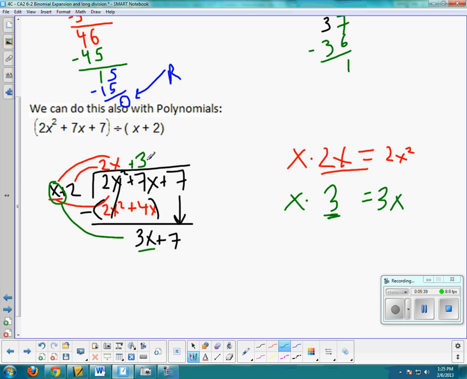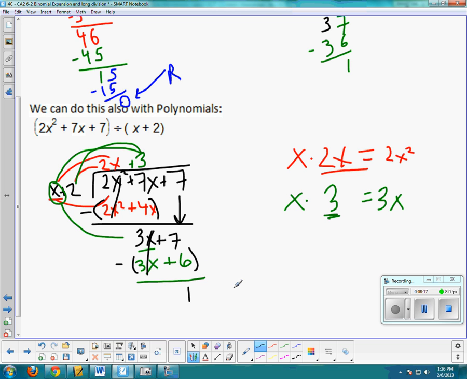Now x times 3 gives me 3x, just like I did before. And don't forget we have to multiply 3 times 2, which is plus 6. This entire thing is going to be subtracted, just like with the long division with numbers. 3x minus 3x will go away. That should always happen. And 7 minus 6 is 1. Now, x cannot multiply by really anything that's useful to turn itself into 1. So this is when we stop. We stop when we just get to numbers down here, okay?